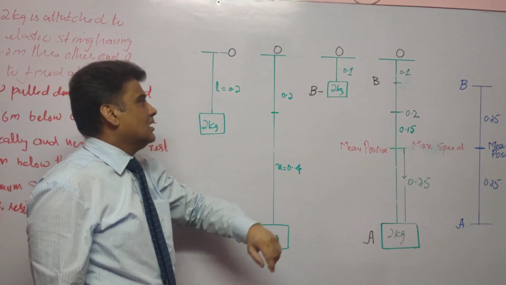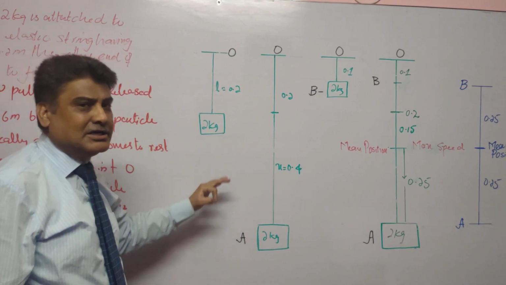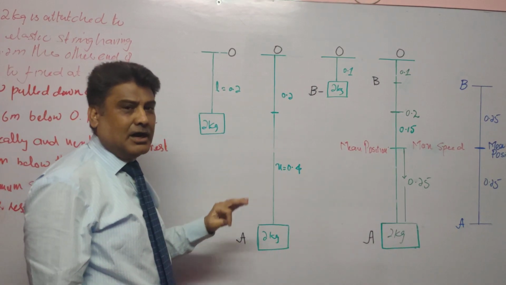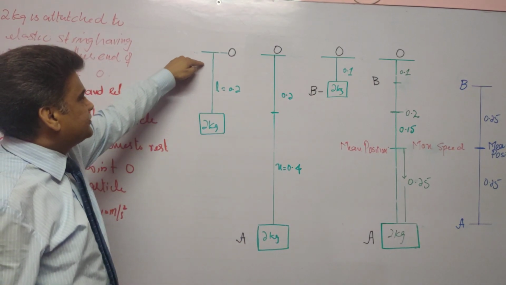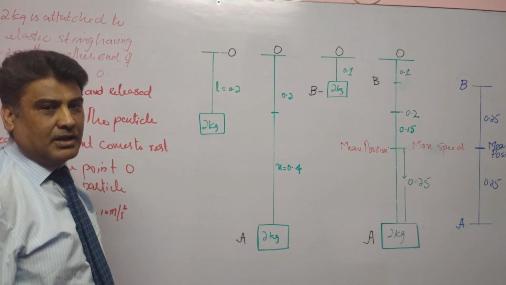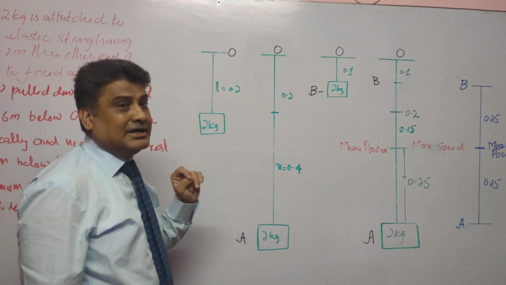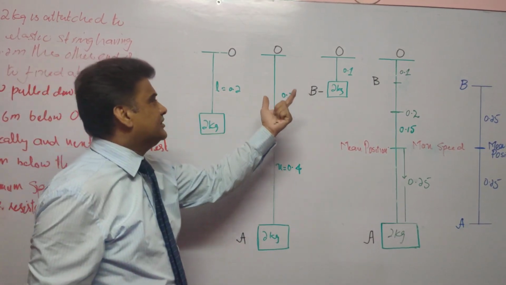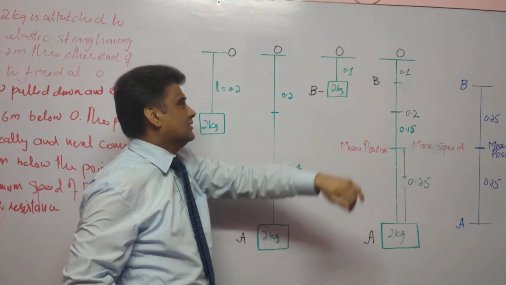But at the point B, its elastic potential energy is not completely equal to 0. Why? Since the natural length of the string is 0.2 meter, when the particle moves upward and reaches the point B, there is a compression in the string, a compression of 0.1 meter.